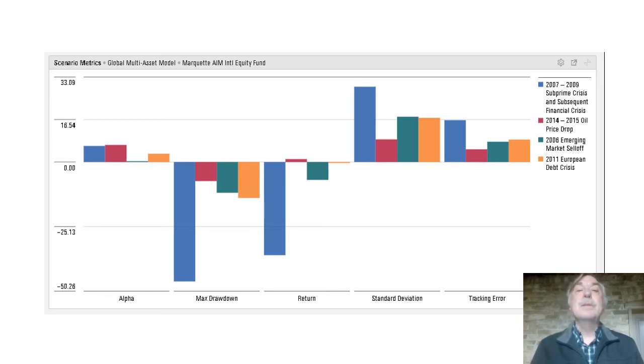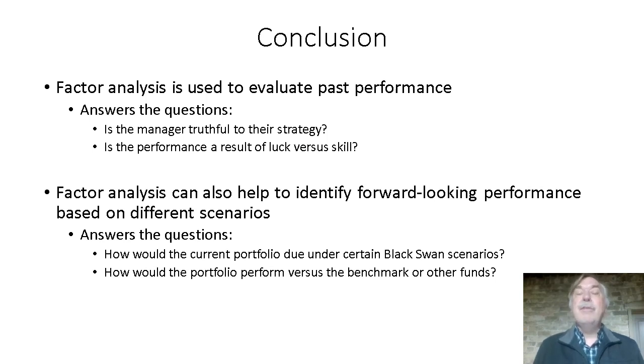So to conclude, while you're studying factor analysis and appreciating the different nuances of it based on the style, size, growth, income, volatility, all the other factors that have been discussed thus far in our voiceover PowerPoint lectures, it's useful for evaluating past performance, but probably one of the greater values of using factor analysis is to use it forward-looking, to make various estimates about macroeconomic events or others, to find out how the portfolio would perform versus the benchmark and versus its peers.